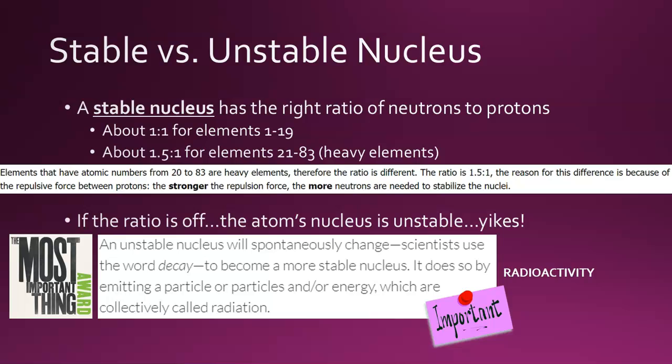For elements 1 through 19 on the periodic table, the ideal ratio is about 1 to 1, so about one neutron for every one proton. As you get into the heavier elements, elements 21 through 83 on the periodic table, that ratio of neutrons to protons should be about 1.5 neutrons to 1. Remember, it's an average, so that's where we get the half.